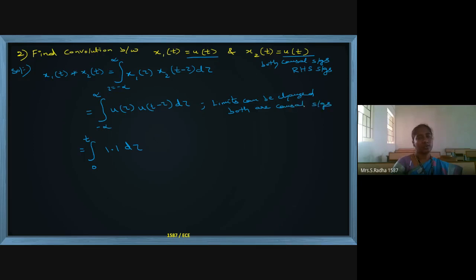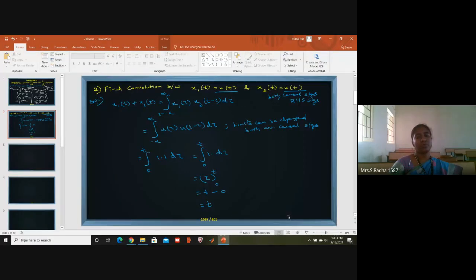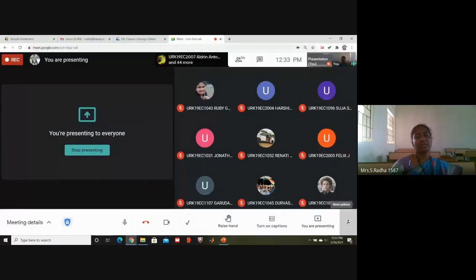Now what will happen? Integral from 0 to t of 1 into d tau. Whatever variable you use for integration, the integration of 1 is that variable itself. Now you put the limits: upper limit minus lower limit. The value is t. The convolution output value is t. So this is about continuous time: if equations are given, how to carry on the convolution. We have seen two problems.